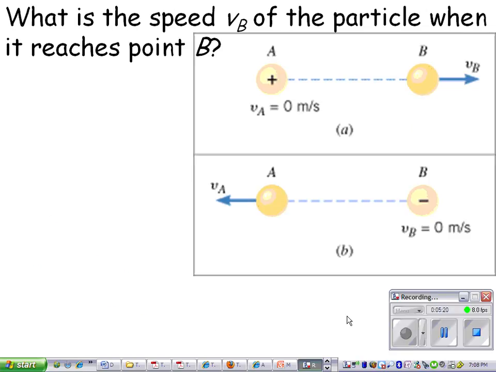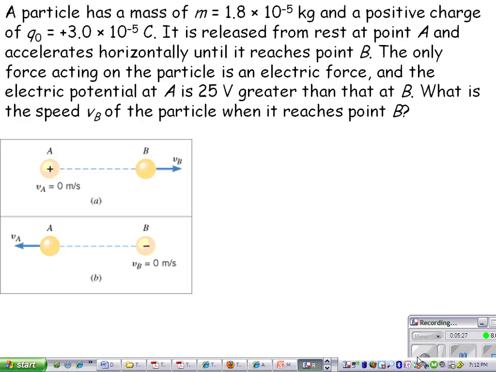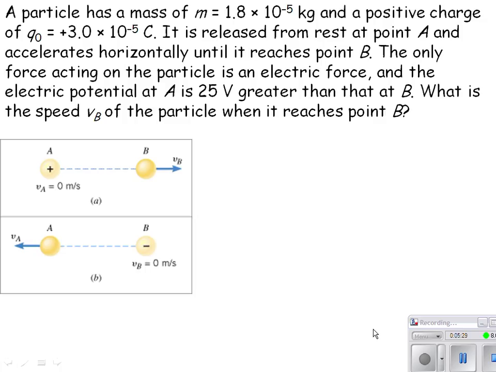Another type of question we want to be able to answer is, what is the speed of a particle when it reaches point B? Okay, so we're going to look at this information here on this picture. It says a particle has a mass of 1.8 times 10 to the negative fifth kilograms and a positive charge of 3 times 10 to the negative fifth coulombs. It is released from rest at point A and accelerates horizontally until it reaches point B. The only force acting on the particle is an electric force, and the electric potential at A is 25 volts greater than that at B.